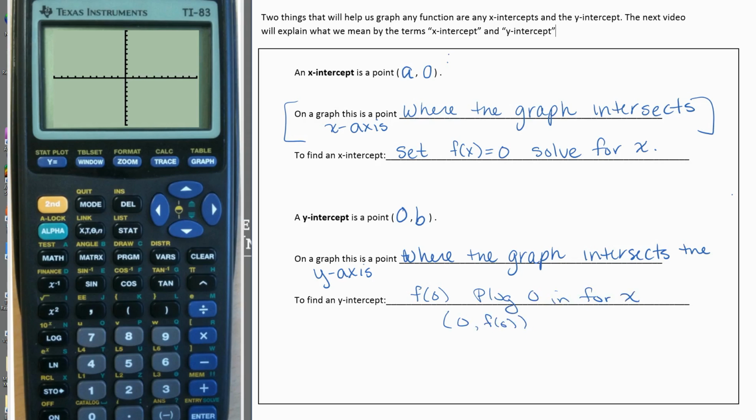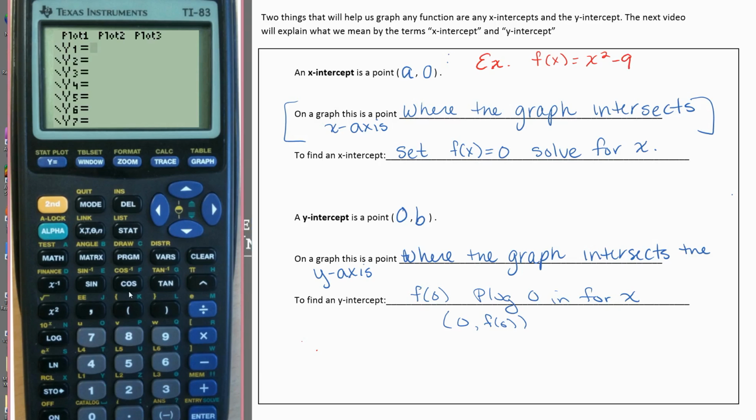Okay, now to make this a little more real, let's do an example. We'll do our example in red. So our example here, we're going to find the x-intercepts and the y-intercept for the function f of x equals x squared minus 9. Okay, so let me graph that.